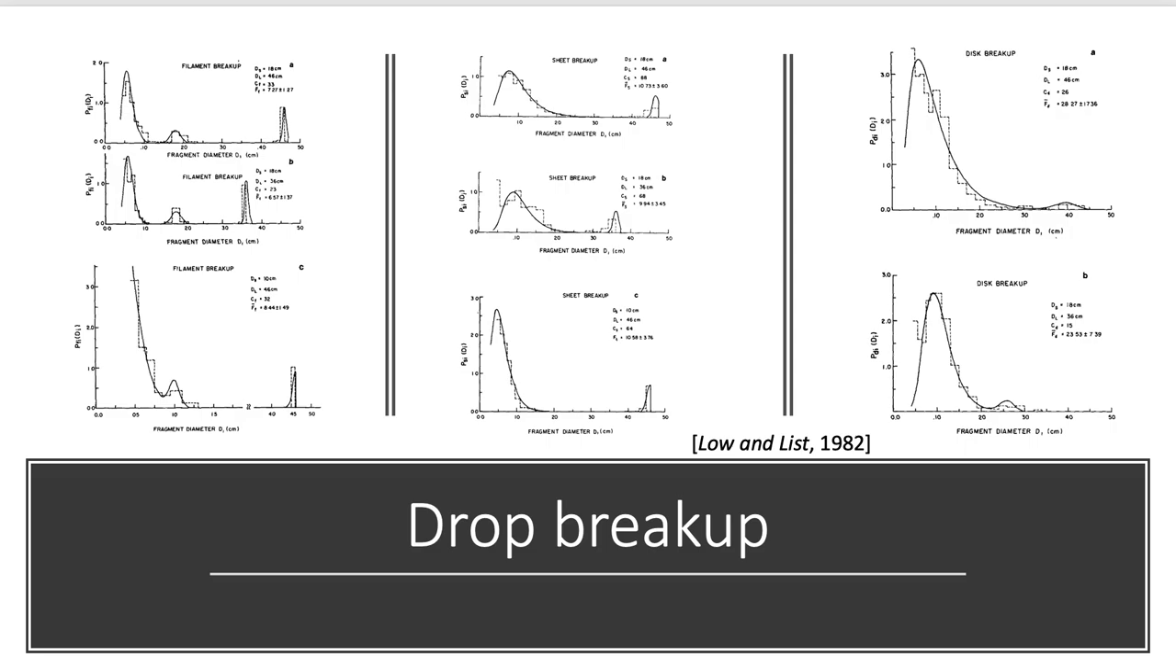These are plots that illustrate the probability, the size distribution of the fragments that are produced by different kinds of breakups. Okay, so you have the filament, the sheet, and the disk breakup, and for these different conditions, what are the fragments that result? And this is from the study of Low and List that I mentioned earlier.